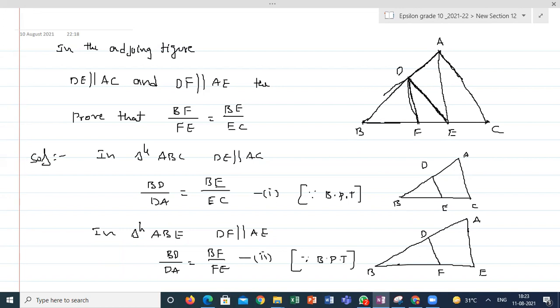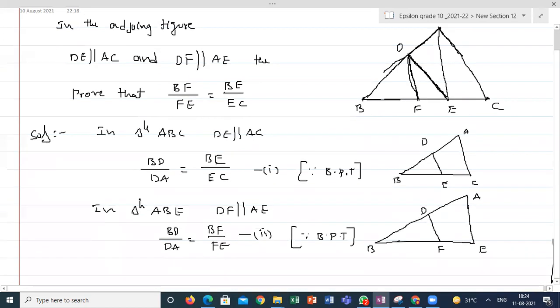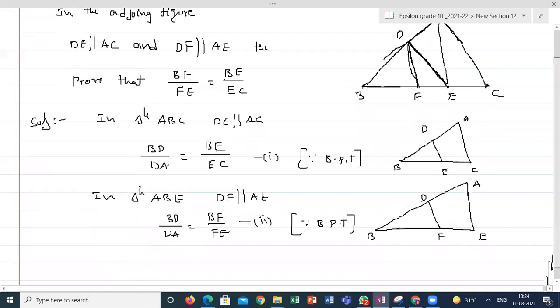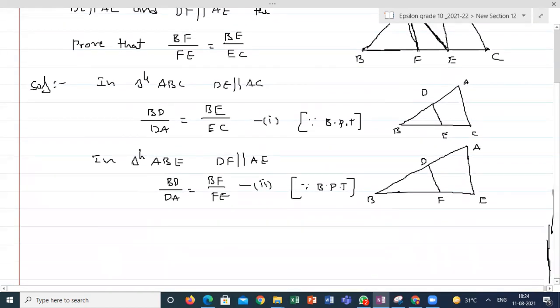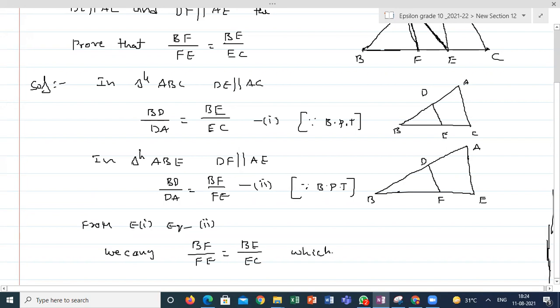Is it clear, guys, how I wrote the first equation and second equation from the diagram? The DE he added only to confuse us. From equation 1 and equation 2, we can say BF by FE is equal to BE by EC, which is the required statement.